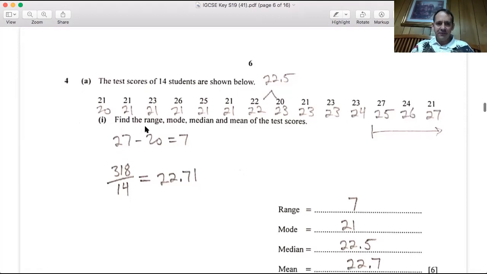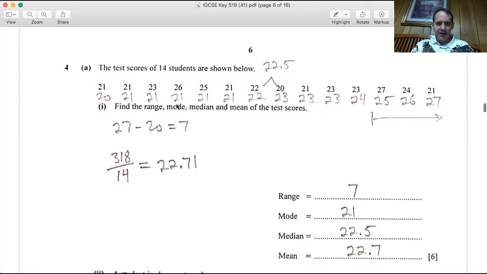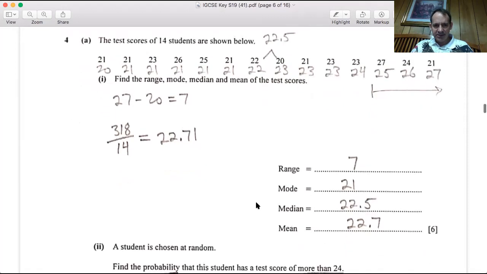So first, find the range. Range is highest minus lowest. 27 minus 20 is 7. Then find the mode. Mode is the most occurring value, which is 21. 21 is the most occurring value out of this list.